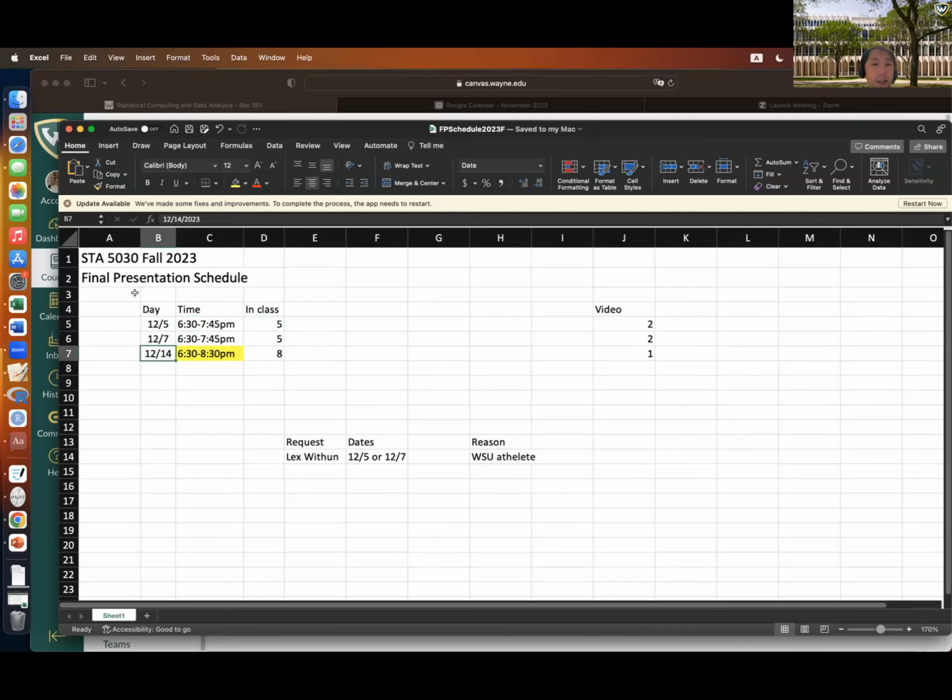It really depends on your preference, but actually for the earlier dates, the success rate has been higher in the past because many students are busier at the end of the semester. Okay, so does anyone have any requests? Maybe you can turn on your mic and say your name and which date you prefer.